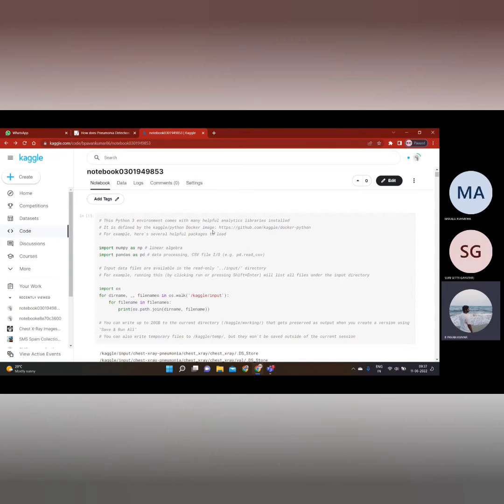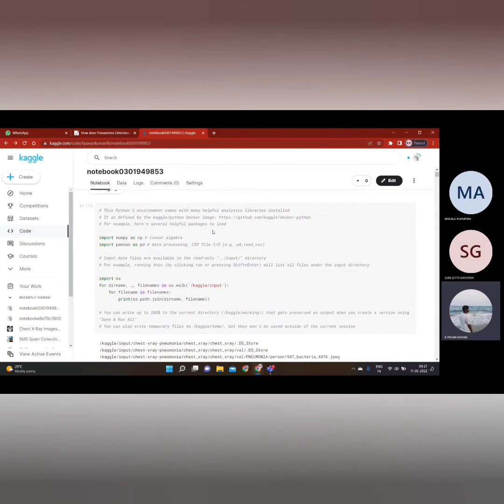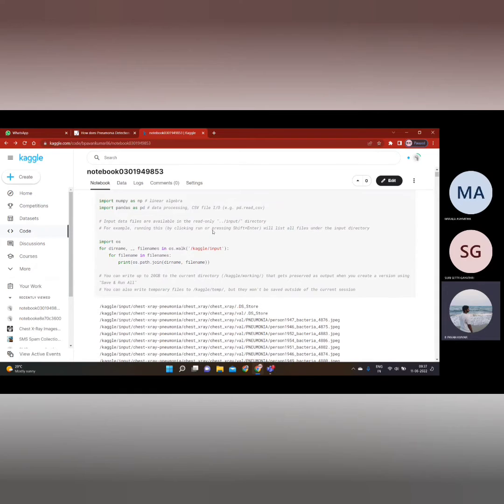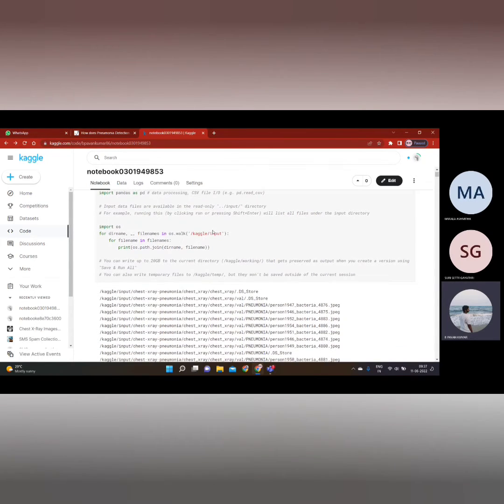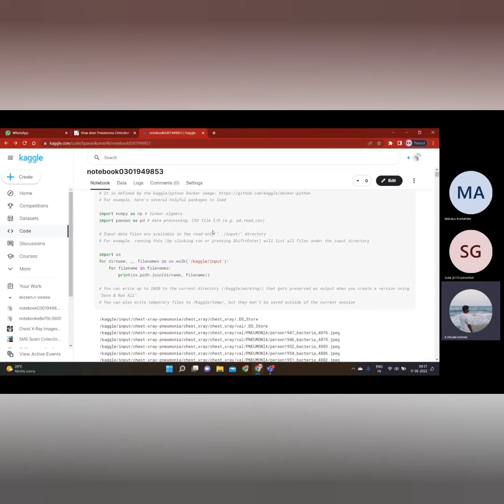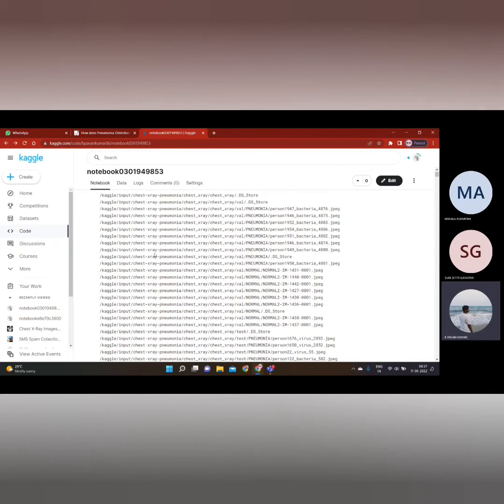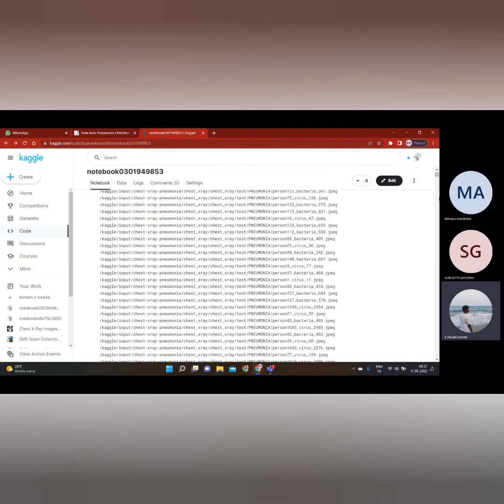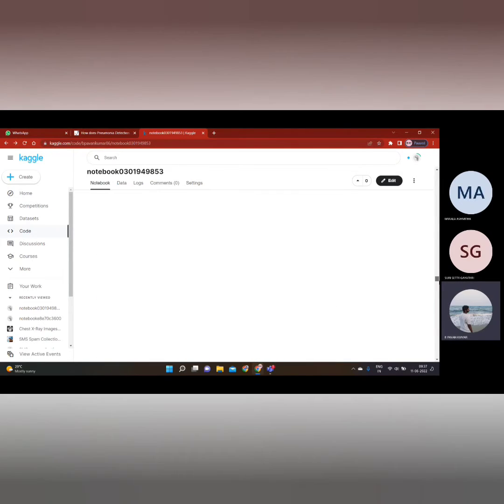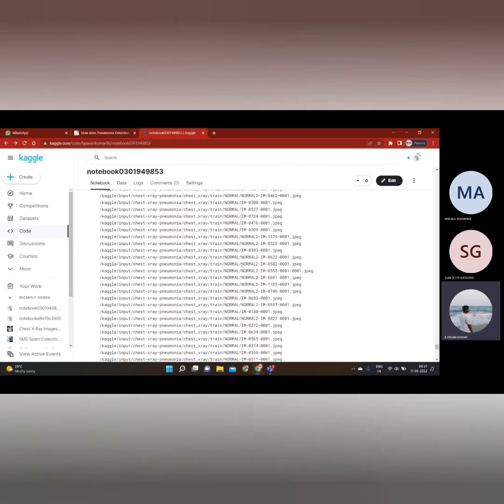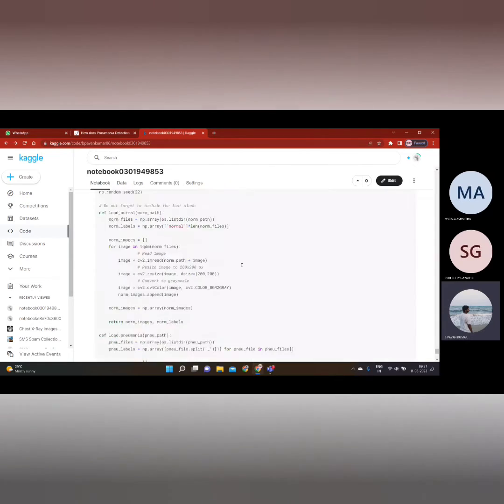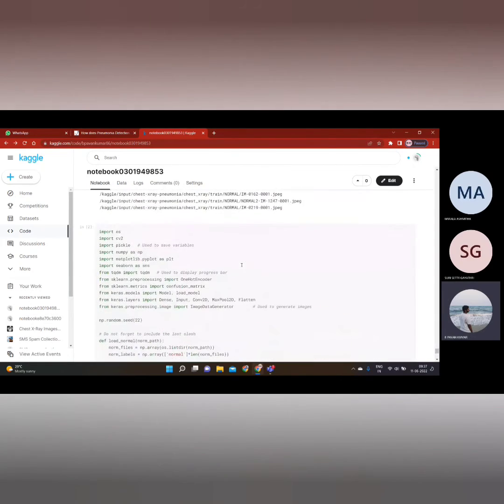This is our project demonstration video. Here we used the Kaggle platform for deploying our deep learning model, pneumonia detection using deep learning techniques. Here we can see this is a very large input, nearly 2 GB of data, which is loaded into this.